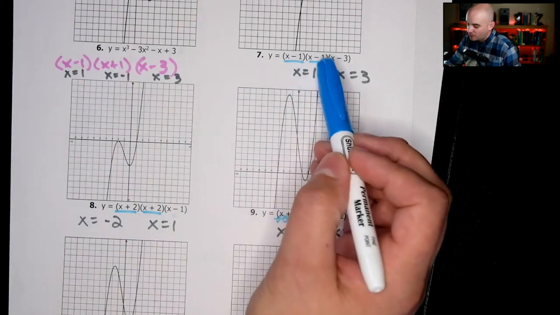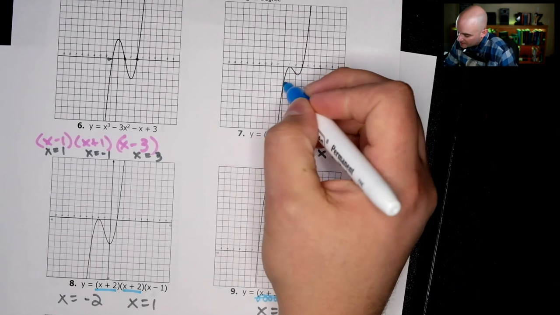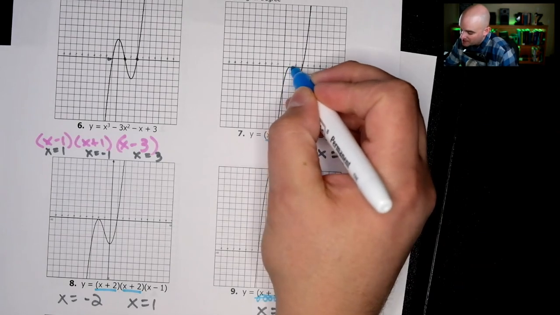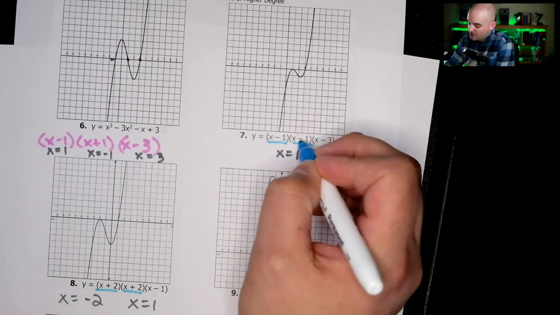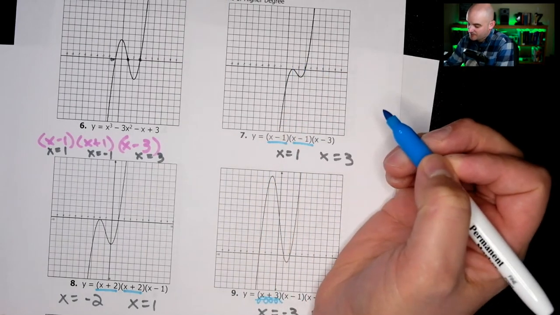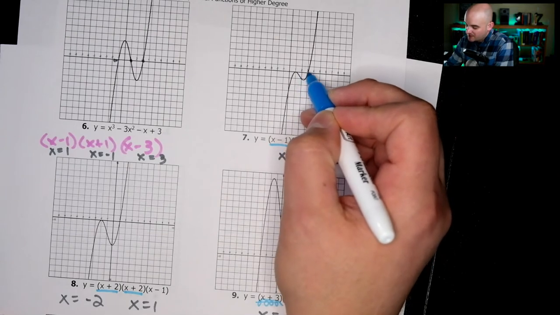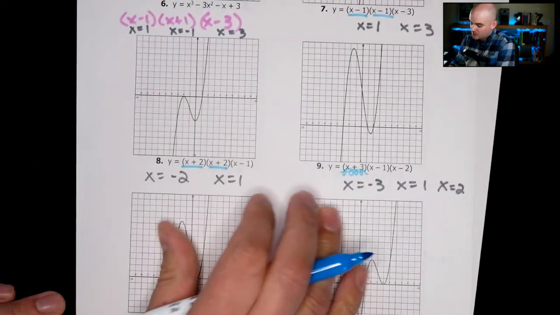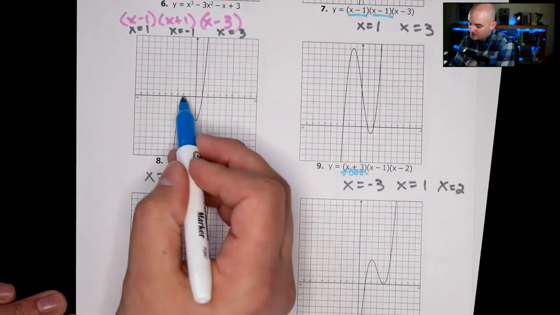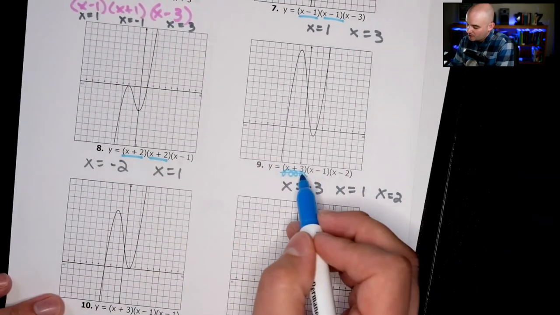x minus 1 and x minus 1, look at what's going on here. x minus 1, it does not cross the x-axis. It does what I call bounces. So it's repeated twice here and it bounces. What about the x minus 3? When x equals 3, it goes through the x-axis. Switch down here. You've got a repeat, it bounces. Non-repeat, it goes through. What about over here?